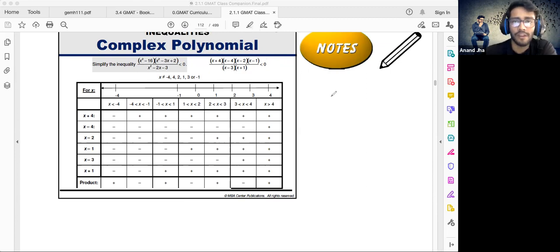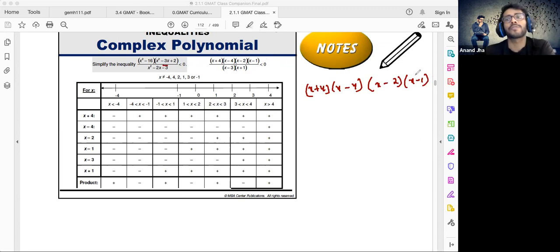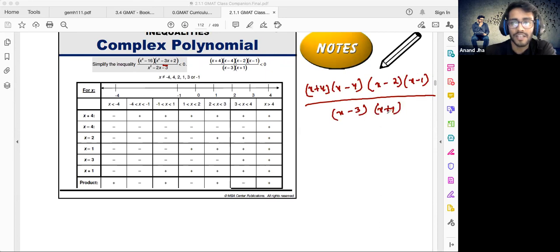I'll write directly x square minus 16 as x plus 4 into x minus 4. This x square minus 3x plus 2, I'll write directly x minus 2 into x minus 1. You can check also: x square minus x minus 2x plus 2, minus 2 into minus 1 is plus 2, divided by x square minus 2x minus 3. So this will be x minus 3 into x plus 1, which is x square plus x minus 3x minus 3, so minus 2x minus 3. Cancel? Is anything getting cancelled? Oh, nothing is getting cancelled. Oh my God. Less than 0.